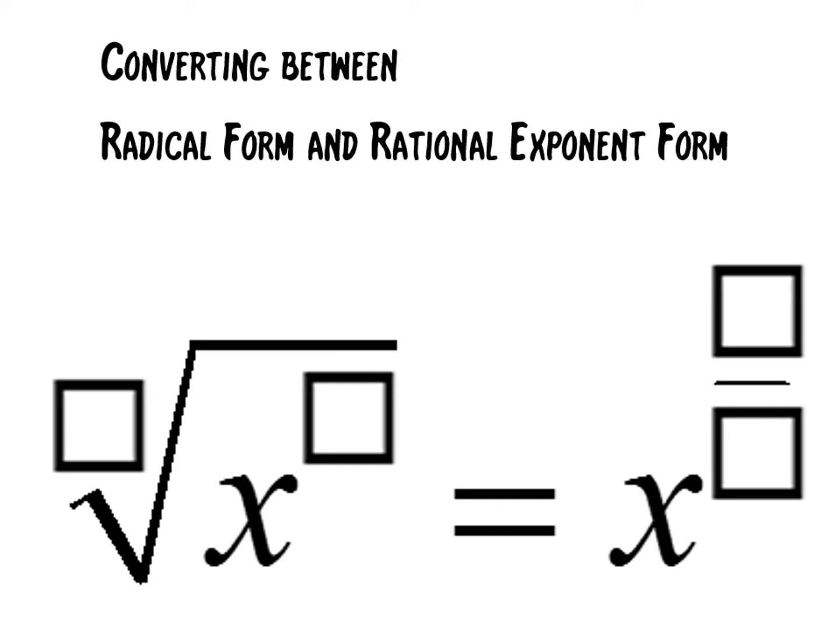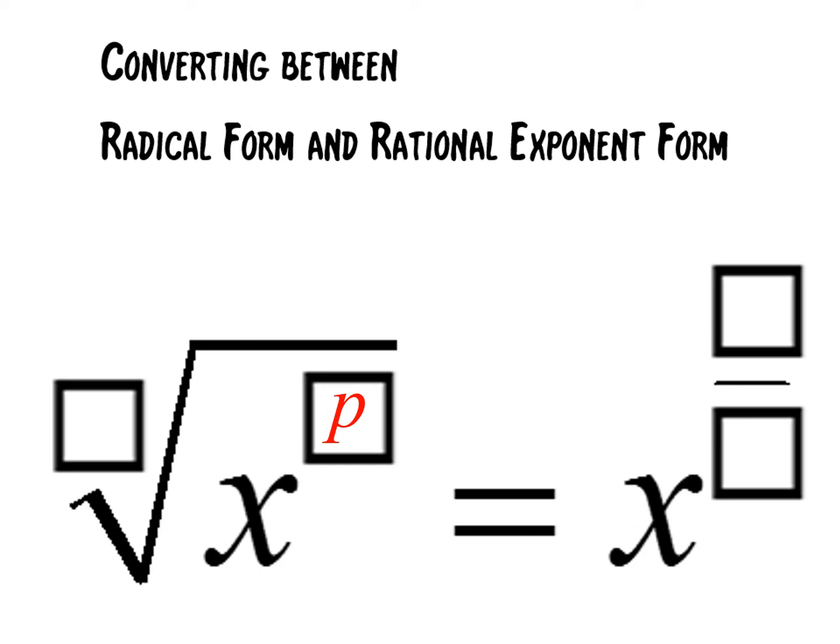Today we're going to be talking about converting between radical form and rational exponent form. Radical, we know, is going to have the square root or the radical symbol, not necessarily a square, but a radical symbol, and a rational is a ratio. So let's go ahead and talk about this.